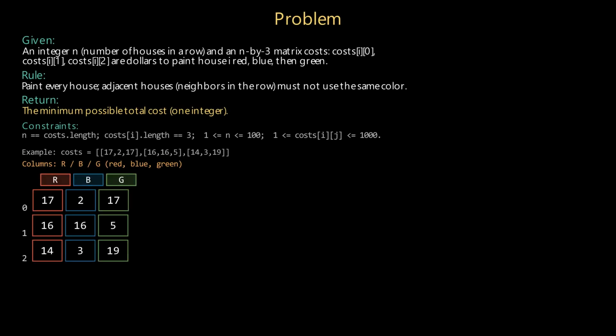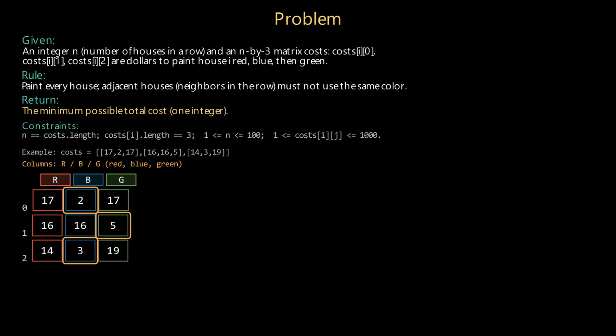Given an n by 3 matrix costs, row i is house i, and the 3 entries are dollars to paint that house red, then blue, then green. Paint every house so no two neighbors share the same color. Return the minimum possible total cost.